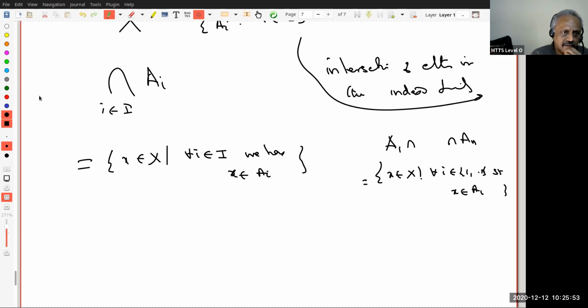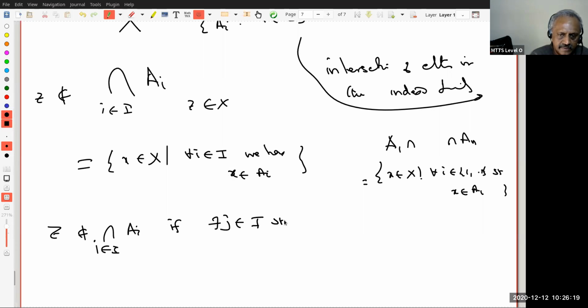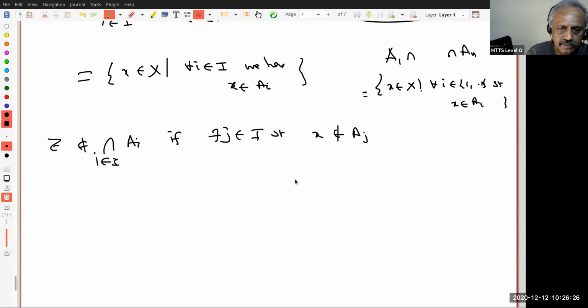Therefore, if I say z is not here, what does it mean? So z is an element of X. I say z is not in the intersection. What does it mean? See, that is where the logic is needed. If it is there, then for every i, z must be in A_i. So this is false. Therefore, z does not belong to the intersection if there exists a j in I so that z is not in A_j. At least it does not belong to one of the elements. Do you understand?